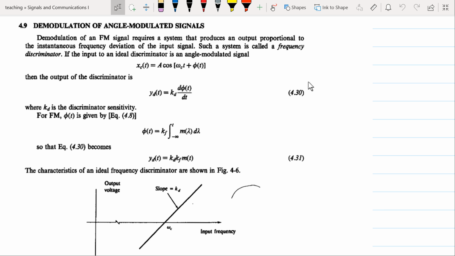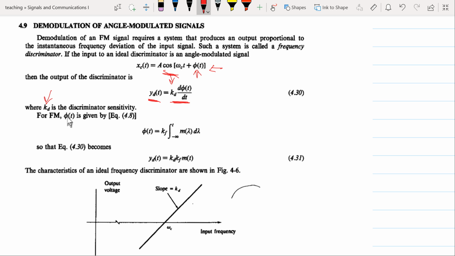If the input to the ideal frequency discriminator is an angle modulated signal defined as such, then what we expect from the discriminator is that y_d(t), the output of the discriminator, should be a function of the derivative of the phase component of the modulated signal, multiplied by the sensitivity of the discriminator, which we define as k_D.